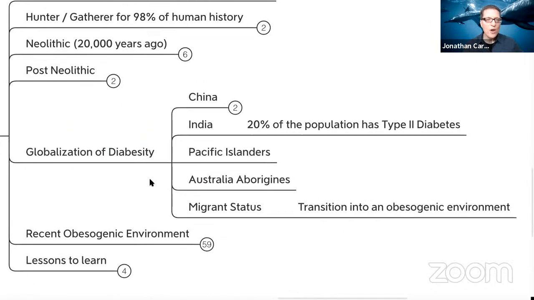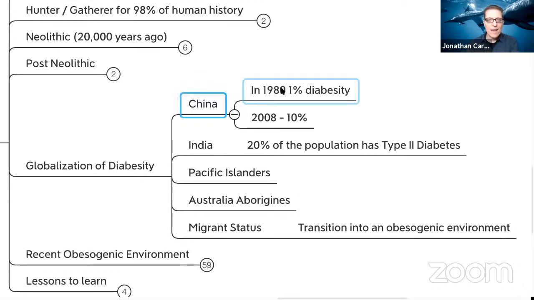Asia. We spoke about how it was a disease of affluence, of people who were rich, and then a disease of affluent nations like the United States and Western Europe. And now we have this globalization of both diabetes and obesity. In China, as an example, in 1980, 1% of patients had diabetes and obesity, and by 2008 it was 10%.